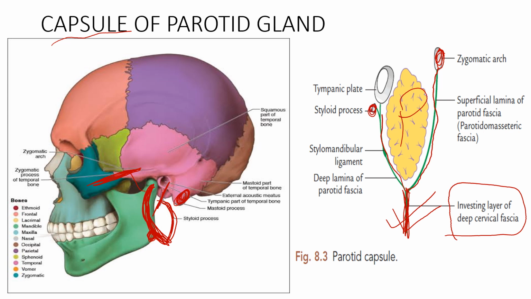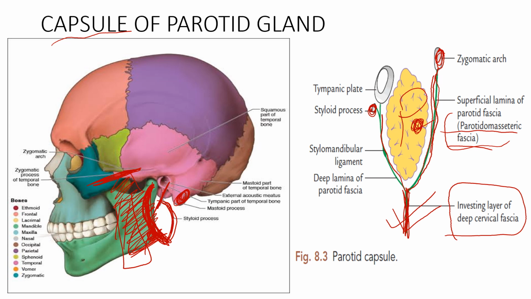Now, there is a muscle in this region and that muscle is known as the masseter muscle. Our superficial lamina blends with the epimysium of the masseter muscle. And this fascia is called the parotidomasseteric fascia. Why parotidomasseteric? Because it encloses the parotid gland and it blends with the epimysium of the masseter. That is why it's called the parotidomasseteric fascia. Now, this fascia is very thick and it is unyielding. It is a very tough fascia.